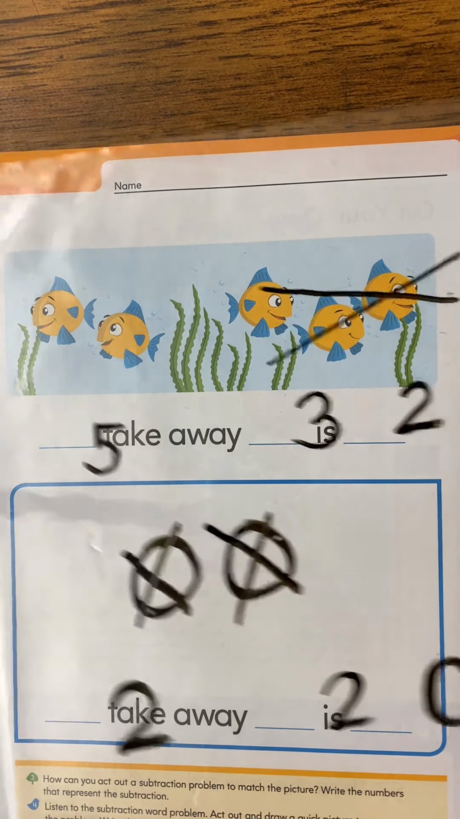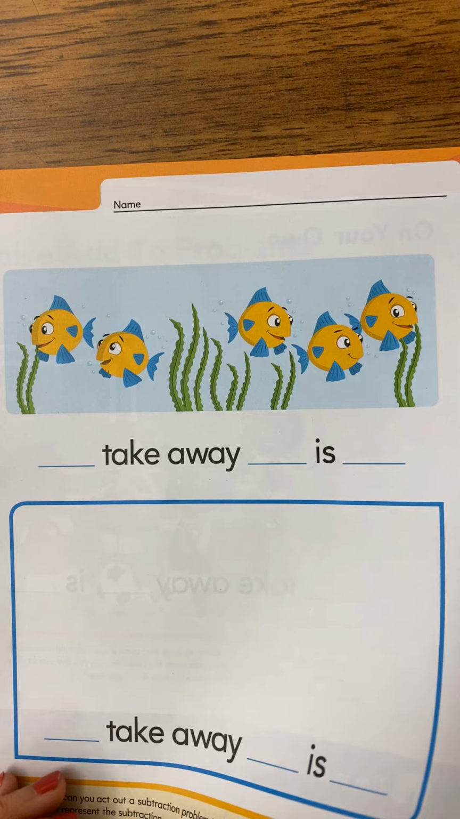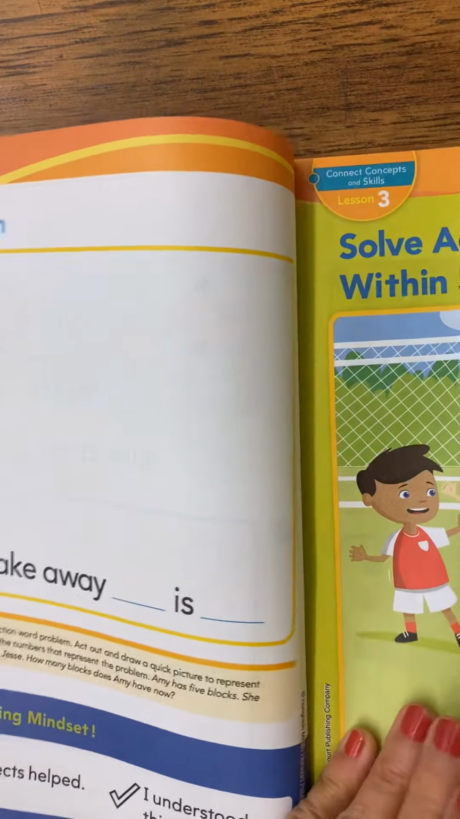So let's go ahead and do our next page. Turn your paper over. This time it's a good listening story. And we'll see if you can do this one by yourself without Miss Hayes. So listen to the story and think about what you have to draw. Amy has 5 blocks. What are you going to draw? 5 blocks. Go ahead, draw Amy's 5 blocks.